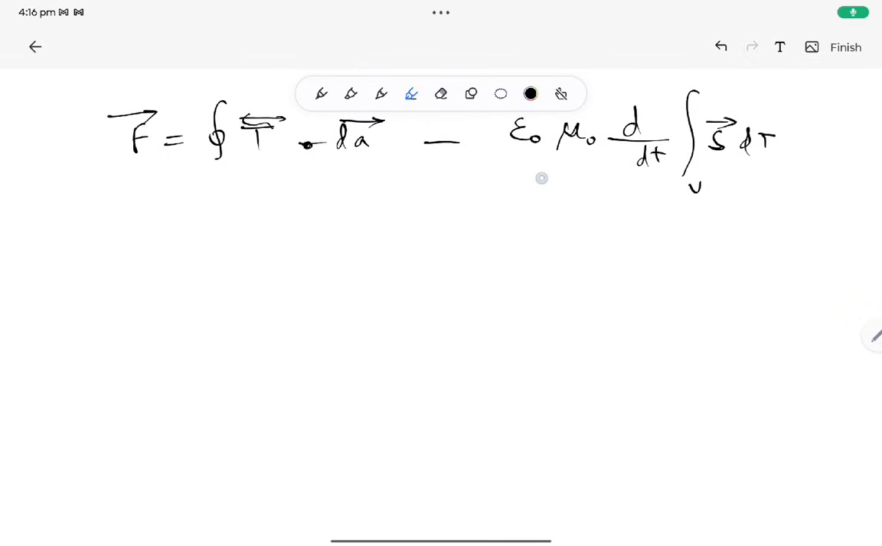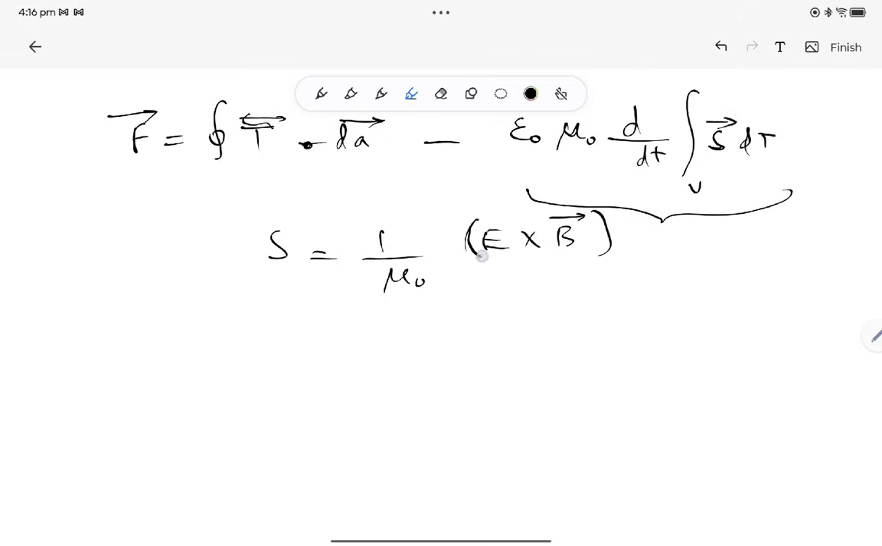Under certain conditions, the second term on the right hand side may vanish. For example, we know that S is given by 1 by mu naught E cross B. If E cross B vanishes, then S is 0. That is one choice. Maybe, for example, the electric and magnetic fields are parallel. Then S will be 0, and in that case this whole term vanishes.